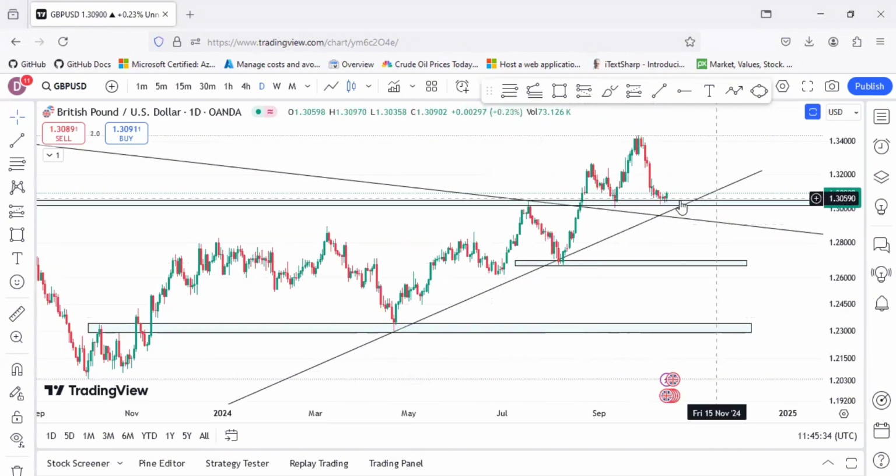Like here now, we have a very strong level because it broke this place, you use it as support, and it's testing it again. So we have resistance here, we have support here, which makes it a strong level to watch.